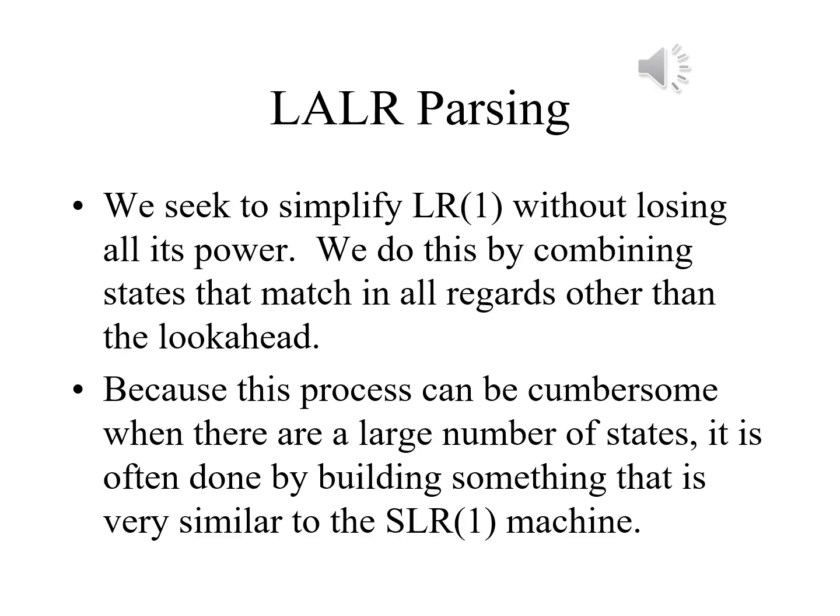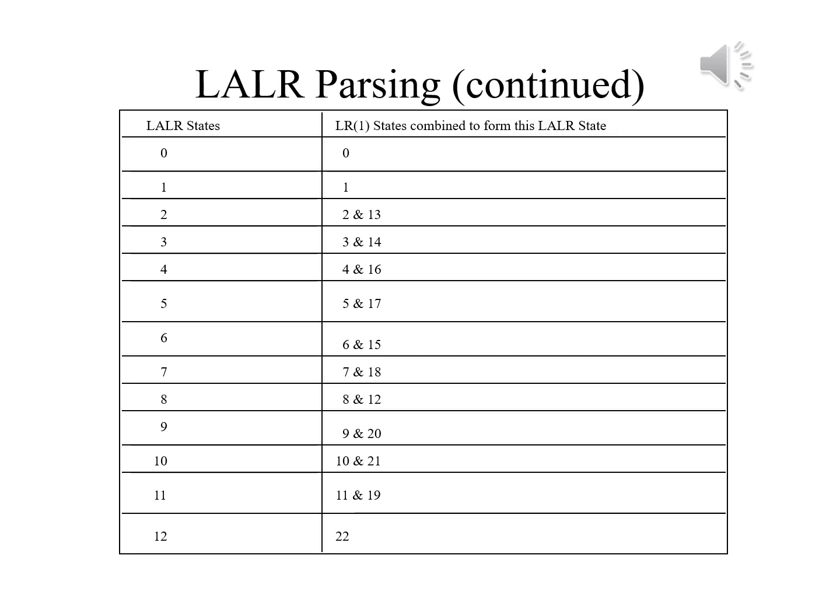And the easiest way to do that is to see if we can merge any of the states in the LR1 state machine. It turns out that we can do this, and we get something very similar to the SLR1 state machine. If we combine states whose items match in every way other than the follow sets, we can compress our state machine from 23 states down to 13.